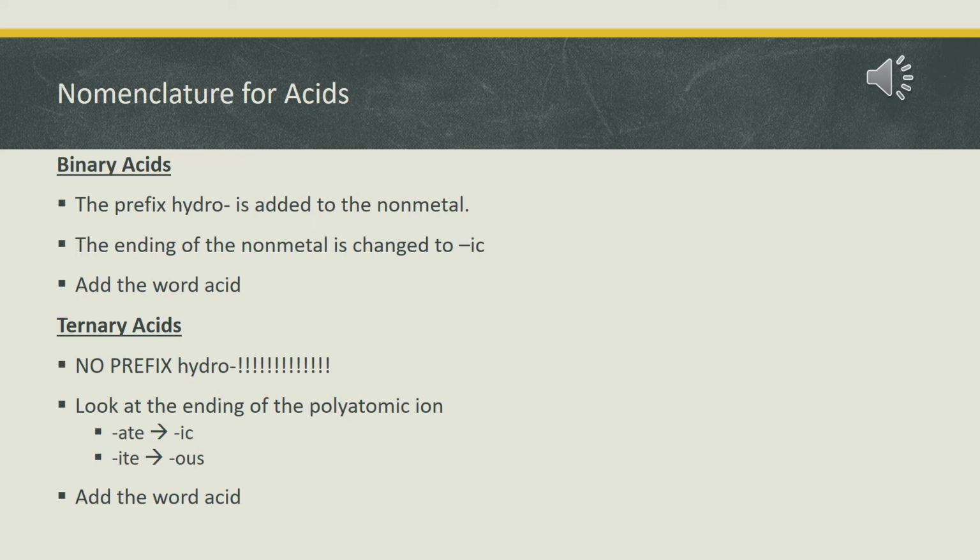What you do is you look at the polyatomic ion name. If it ends in ATE, you change it to IC. If it ends in ITE, we change it to OUS or OS. And finally add the word acid. So let's take two polyatomic ions, sulfate and sulfite. So sulfate will become sulfuric acid. Sulfite will become sulfurous acid.